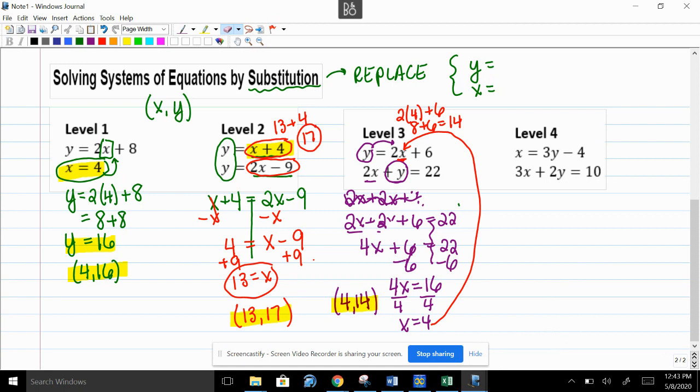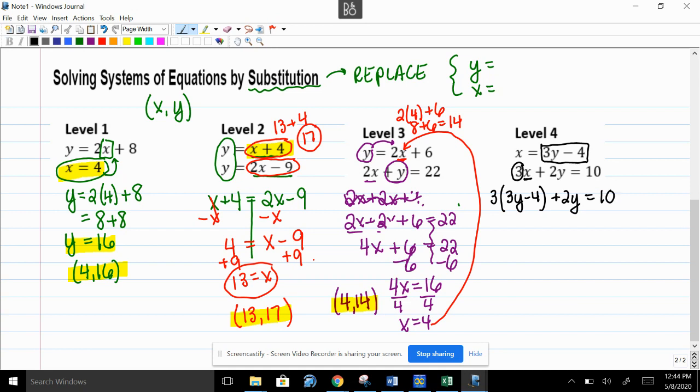Level number 4, last problem. This is as challenging as it's going to get as far as substitution. x is equal to 3y minus 4. That means this x is also going to be equal to 3y minus 4. So that's where my substitution is going to take place. Just be careful. When the 3y minus 4 replaces that x, it doesn't replace the 3. This 3 has to stay. It's 3 times x. So it's 3 times 3y minus 4 plus 2y is equal to 10.